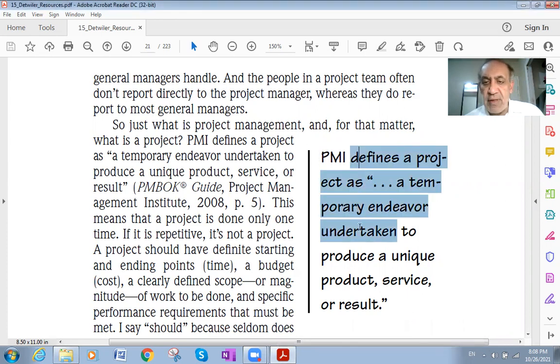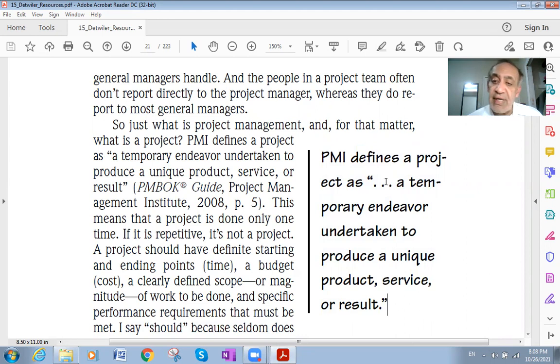A project is a temporary endeavor undertaken to produce unique products, services, or results. Temporary means it's not everlasting. It has a time to start and a time to finish. Endeavor means a trial, undertaken to produce a unique product, something new, like building a project that will take a few years and be done, and so on, or services.